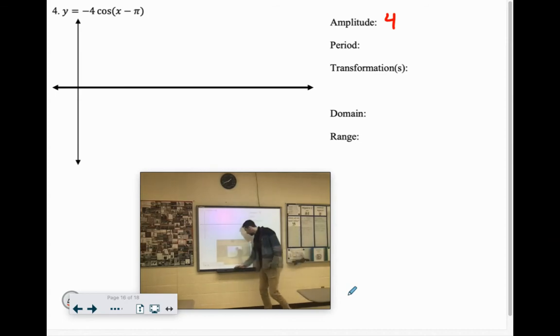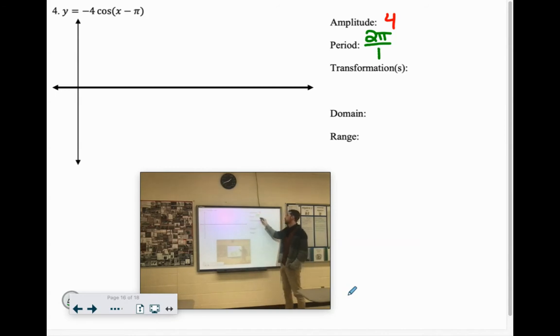The period: 2 pi divided by the number right between cosine and x, which is 1. So 2 pi divided by 1 will be 2 pi. So one cycle will complete in 2 pi.